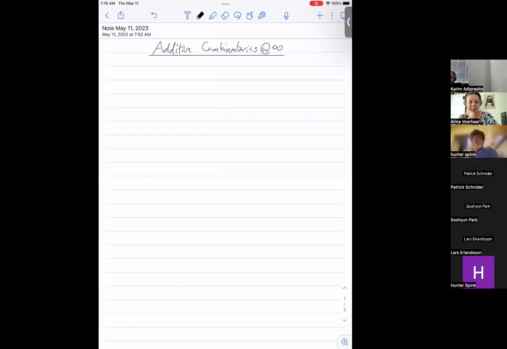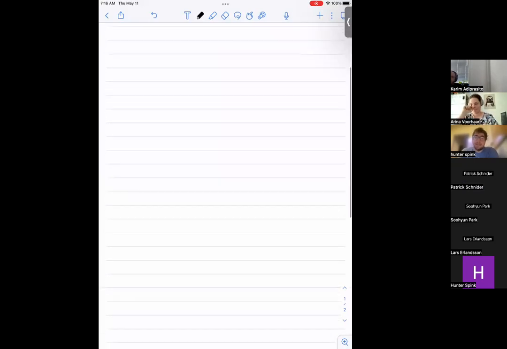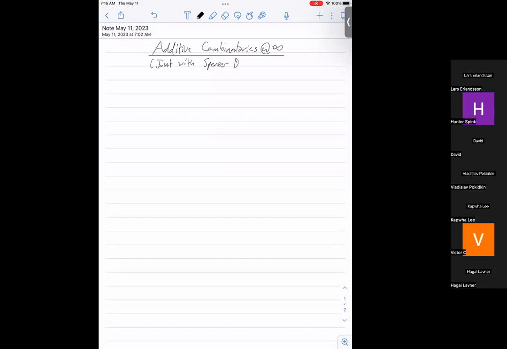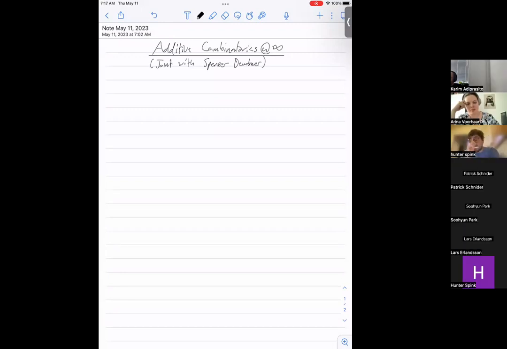So as you said, I'm going to be talking about additive combinatorics to infinity in the presence of a lattice, and this is joint work with a grad student at Stanford, Spencer Dembner.